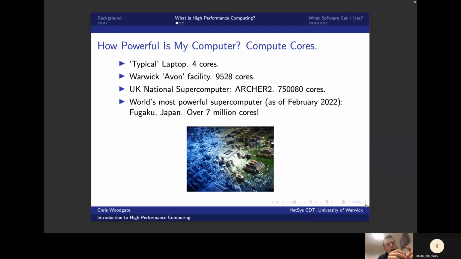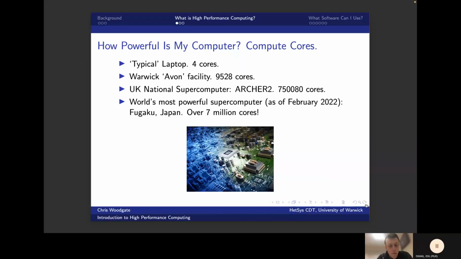So, on a typical laptop, I went on a retailer's website yesterday when I was putting this presentation together. A typical laptop these days, if you went out and spent a few hundred pounds on a laptop, you'd get something with probably 4 cores on it. Okay, so 4 compute cores. Now, the high performance computing facility at Warwick, the flagship machine is a machine called Avon. And on that machine, we have 9,528 cores available. We don't necessarily use all of those all of the time, but that in principle is the number of cores which are available. So you've gone from 4 to almost 10,000 cores just for a local computing facility here at Warwick.